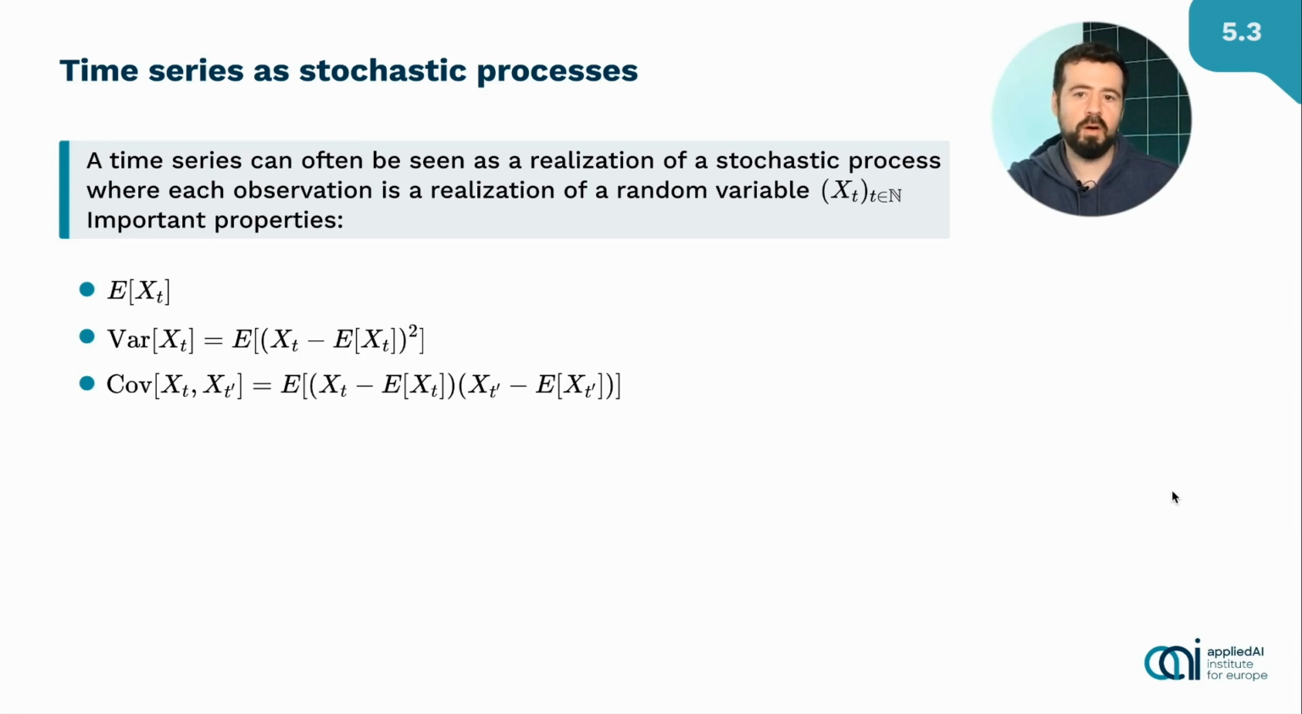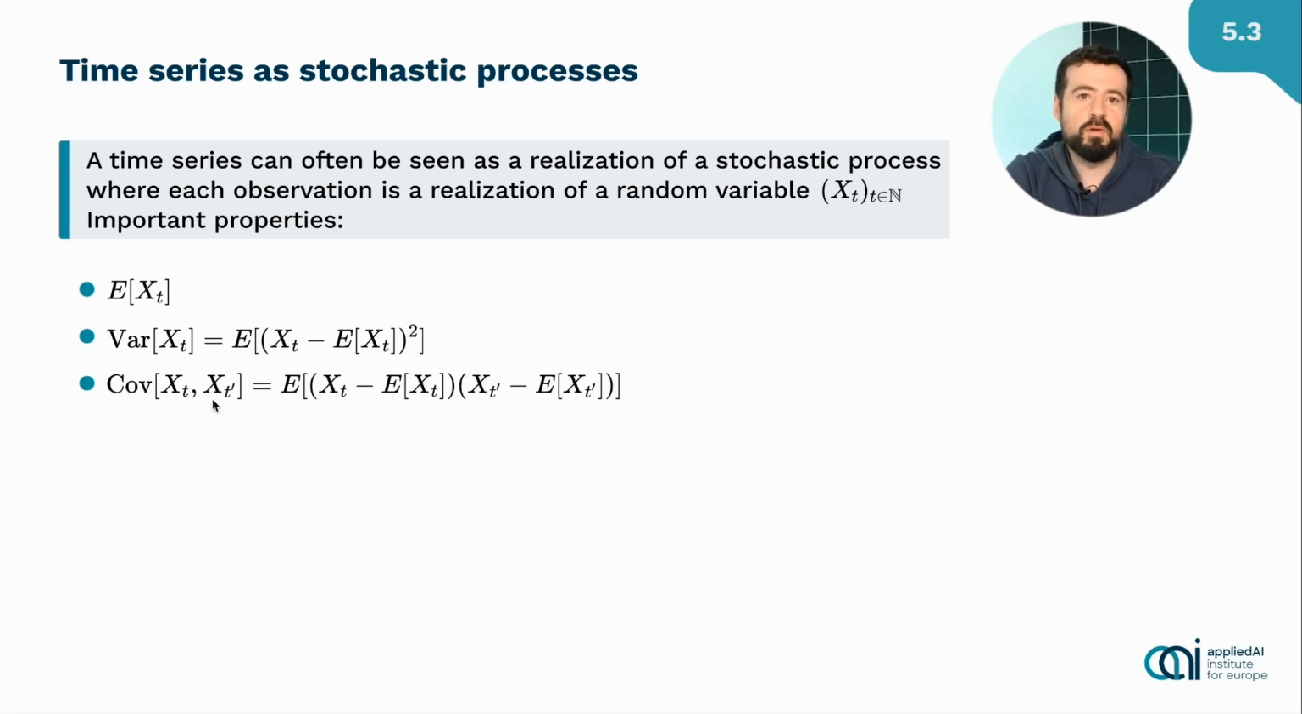We model all points in time, all observations that we gather over time, by individual variables that do not need to be identically distributed anymore. So now there are at least three important properties that we want to look at. First of all is the mean at time t, the variance at time t, and then the covariance between the variable at time t and the variable at time t prime.